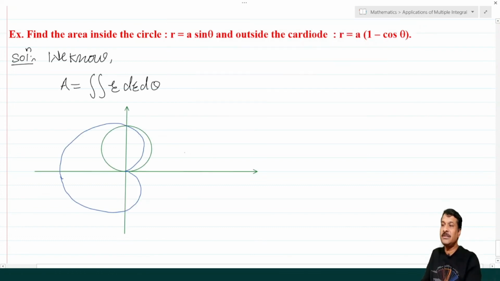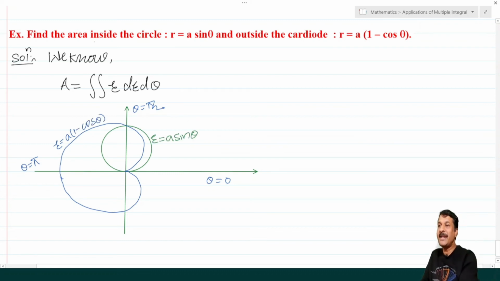So this is supposed to be a rough curve. Here theta equal to 0, here theta equal to pi by 2, here theta equal to pi, and this curve is the cardioid r equal to a(1 minus cos theta), and it is a circle r equal to a sin theta. What we want to find is the area inside the circle and outside the cardioid. So this area we want to find.